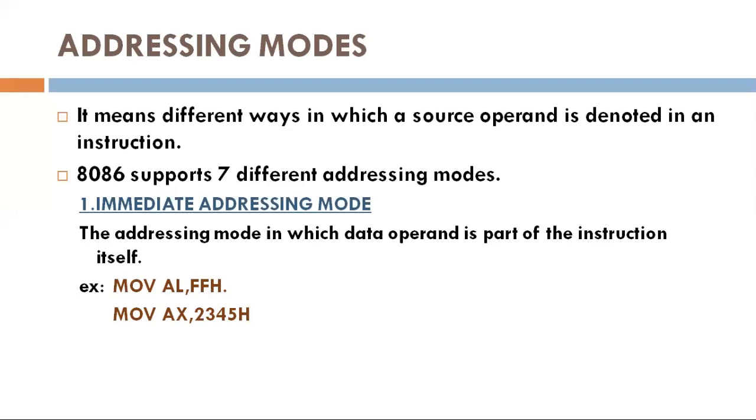First one, immediate addressing mode. In this addressing mode, the data operand is present as a part of the instruction. Example, MOV AL, FFH. Here FFH is direct data which we are moving into the AL register, which is 8-bit. MOV AX, 2345H. 2345H is direct data which we are moving into the AX register, which is 16-bit.